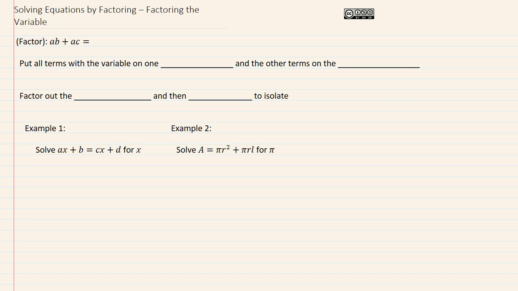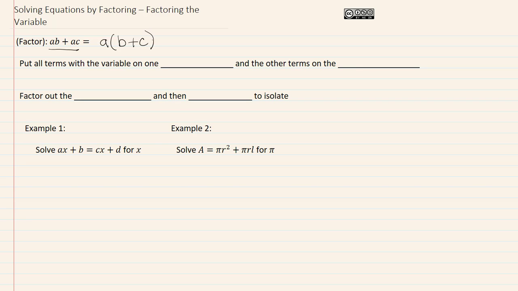Solving equations by factoring. Factoring the variable. If we are solving a formula and we need to solve for a particular variable, we may need to factor. Notice that here we have AB plus AC. If we were needing to solve for, say, A, we might need to factor that out. So a common factor would be A, leaving us with B plus C inside the parentheses.